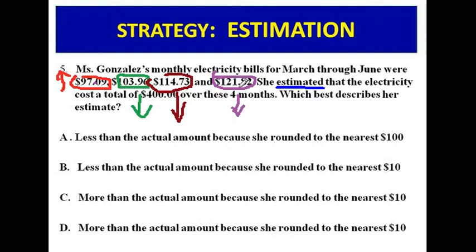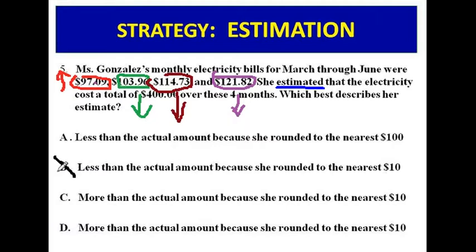This one was rounded down about $22. This one was rounded down about $15. This one was rounded down about $4. Okay, it says which best describes her estimate. A, it's less than the actual amount because she rounded to the nearest 100. B says less than the actual amount because she rounded to the nearest 10. Well, that's not right because she rounded to the nearest 100. If that was 100, that was 100, that was 100, and that was 100, that's how she came up with the 400 over 4 months. So it can't be B.